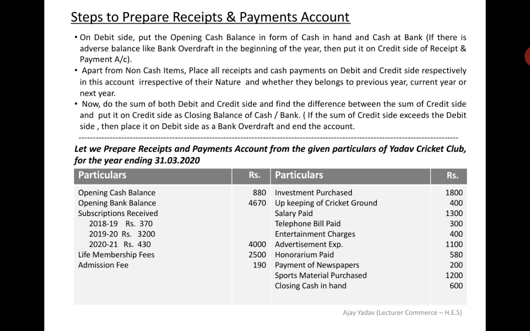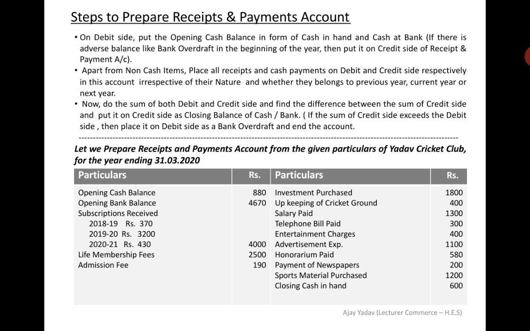The particulars belong to Yadav Cricket Club for the year ending 31st March 2020. We need to prepare the receipt and payment account for the given particulars. Here we can see the opening cash balance, opening bank balance, the subscription collected during the year, life membership fees, admission fees are given, and on the other side investment purchase, upkeeping of cricket ground, salary paid, telephone bill paid, entertainment charges, advertisement, honorarium paid, payment of newspaper, sports material purchase, and closing cash in hand balance is given.